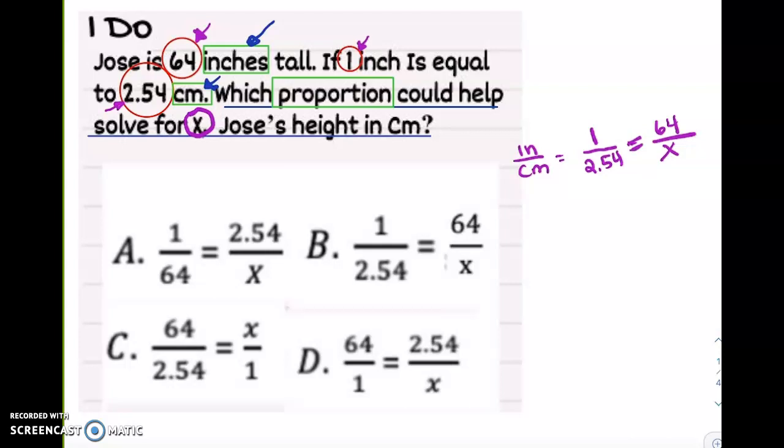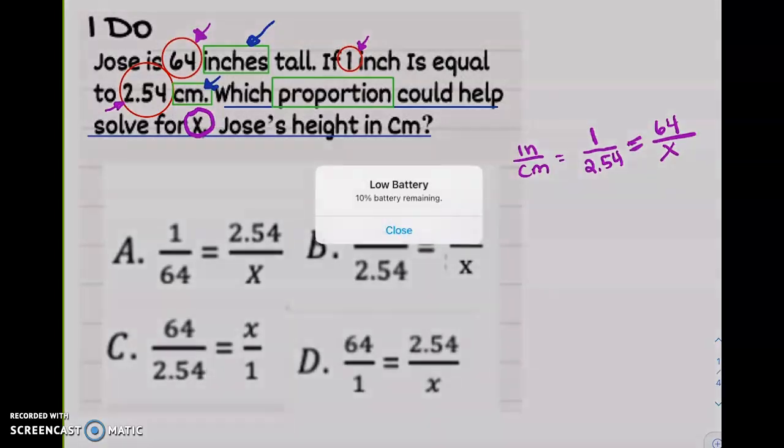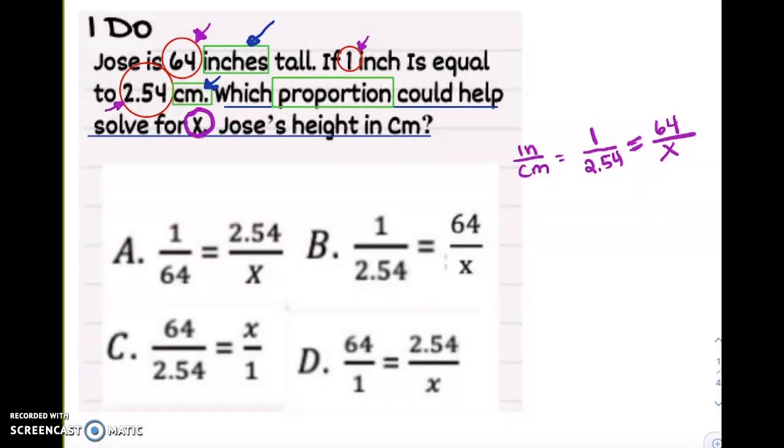Now I'm going to compare it to each one of the answers and see which one could actually be my answer. Let's see. Okay. 1 over 2.54 equals 64 over x. B would be my answer.